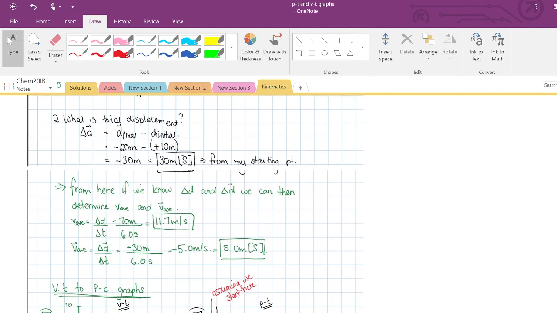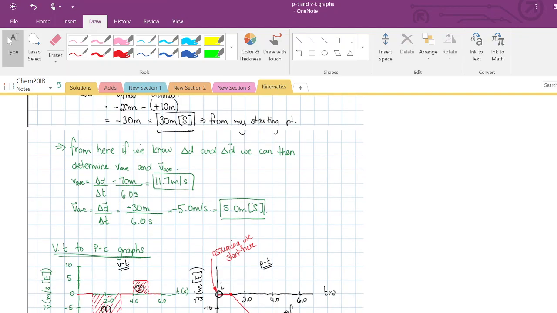Another thing you could be asked, because we know our total distance and our total displacement, is your average speed and your average velocity. Our average speed is 70 meters over 6 seconds, which is 11.7 meters per second. Our average velocity is -30 meters over 6 seconds, or -5 meters per second. So that's all the different types of questions you can be asked.